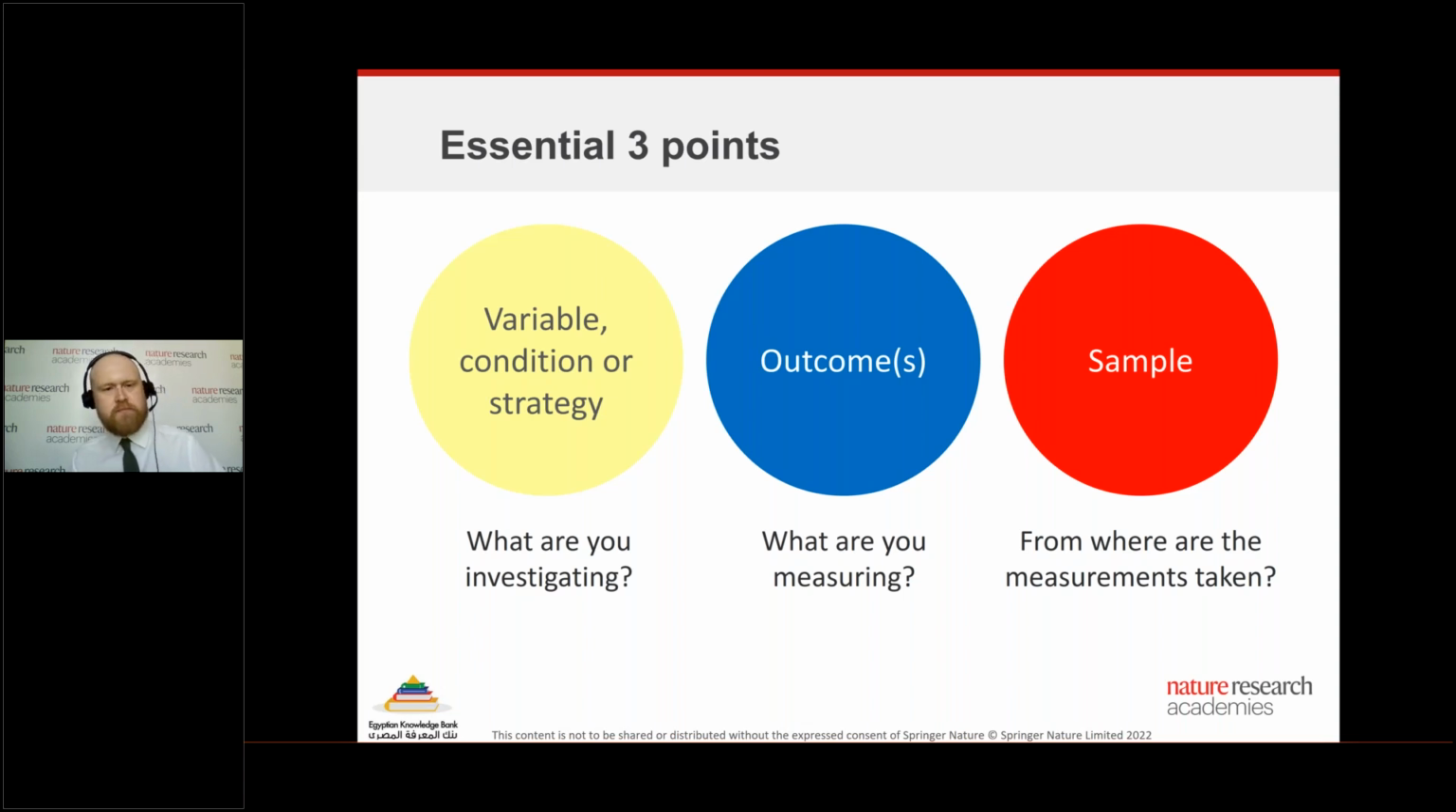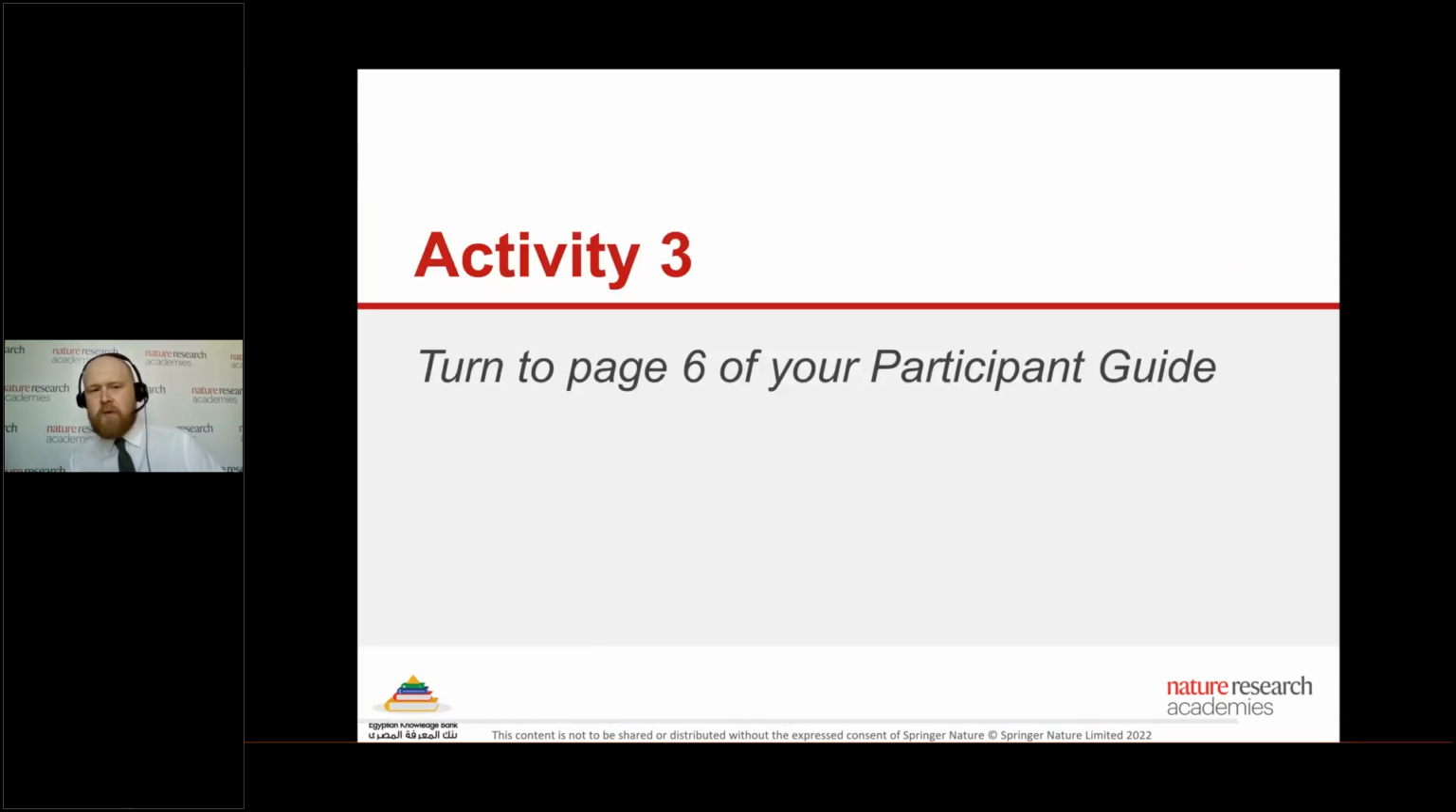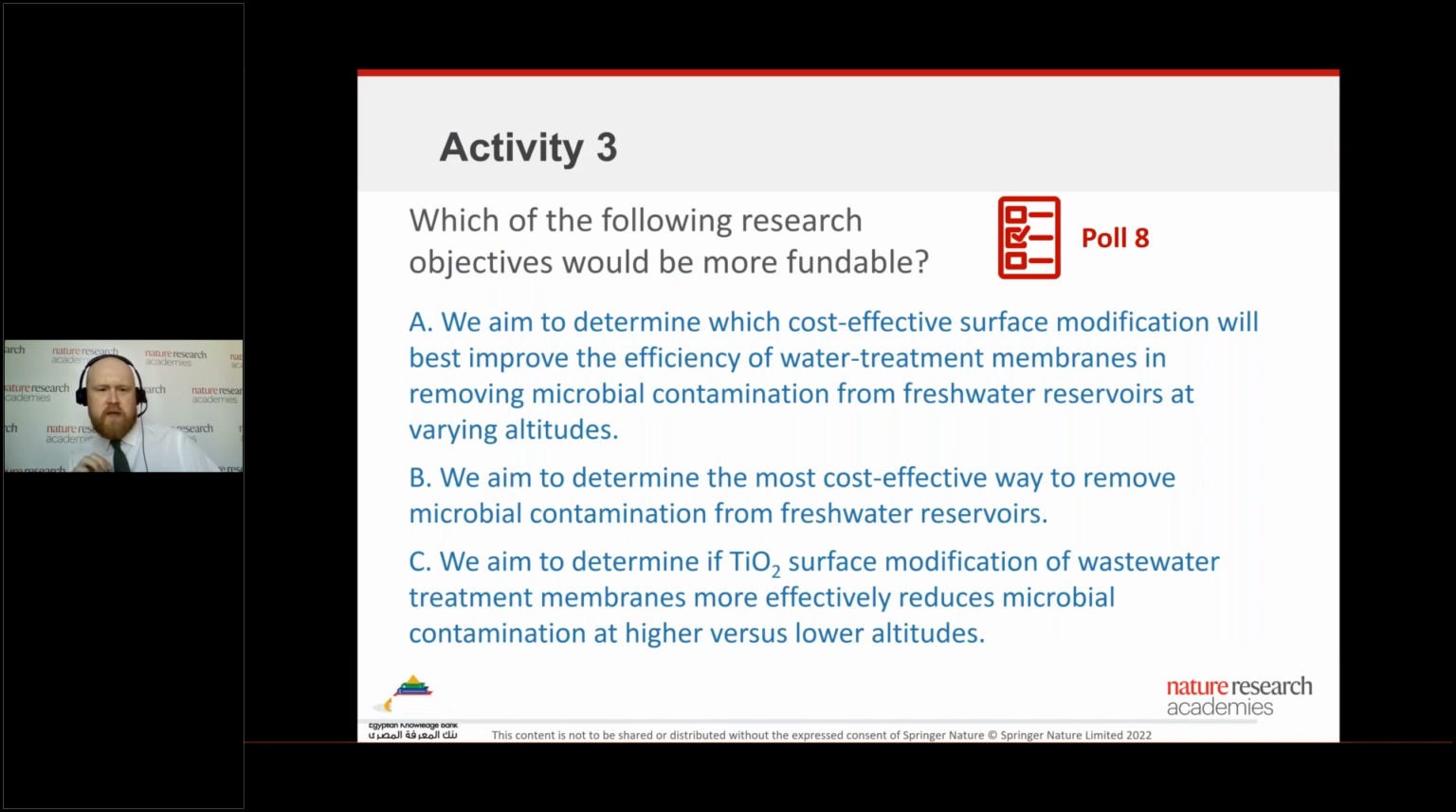Great. Well, we're going to go on to our third activity today, and you'll see this on page 6 of your participant guide. I've provided you here with 3 objectives. I'm going to give the audience a few minutes to read over this. After that time, I'll be asking you, which of the following research objectives would be more fundable? So I'll leave this on the screen just for a few minutes for you to read over.